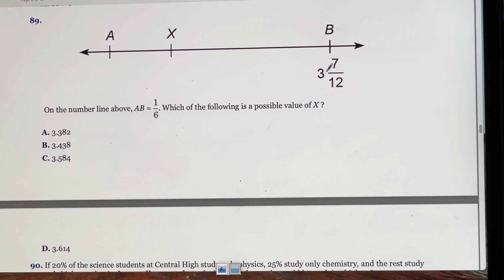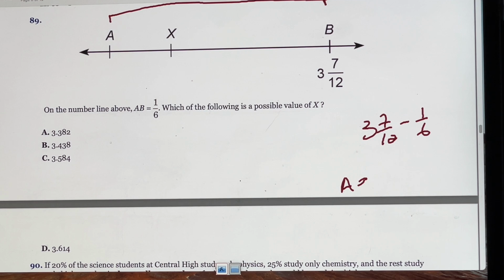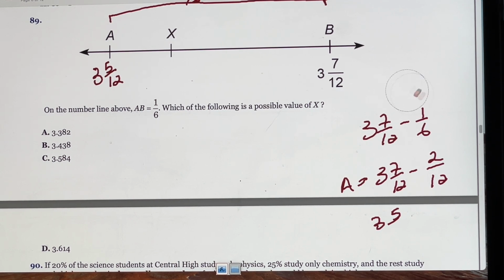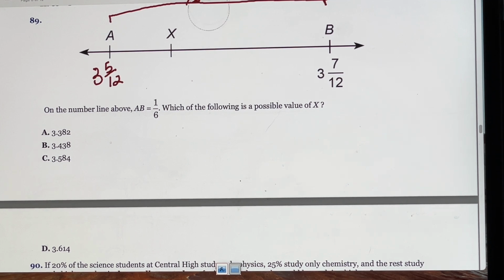So if that's 3 and 7/12, if you subtract this, you will get A, right? They're telling you that the distance from here to here is 1/6. So let's do that. 7/12 minus 2/12, so A is 3 and 5/12, that's important. Now the other thing you should do is change 5 over 12 and 7 over 12 into decimals.